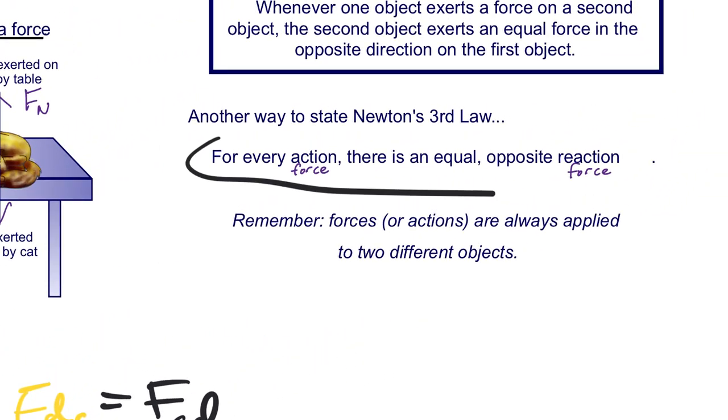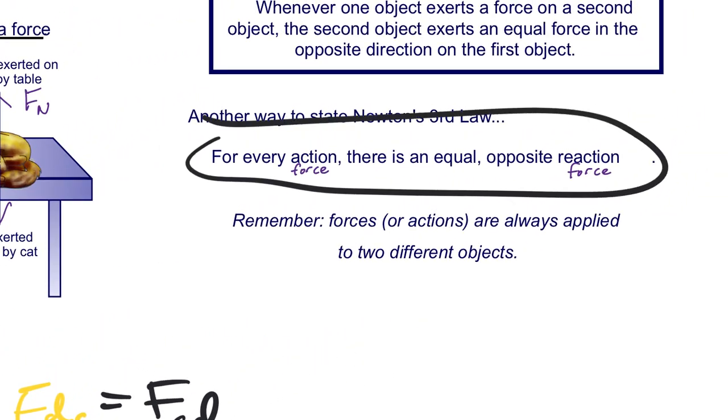Here's another way to express Newton's third law. For every action force, there is an equal and opposite reaction force. So, for example, if a baseball went through a window, the force of the baseball on the window is the action force, and the force of the window on the baseball is the reaction force.